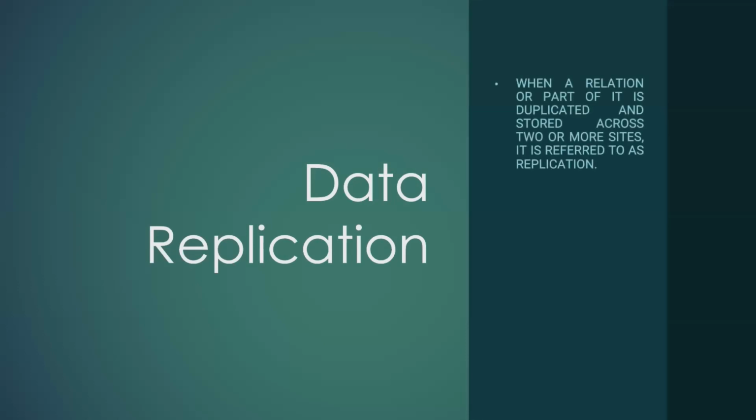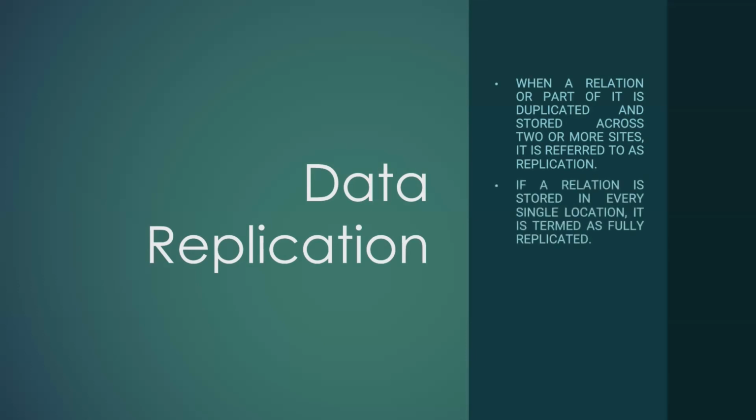Next, we go through the fundamental features of the distributed database. First, we'll go with data replication. Data replication means that when a relation or part of it is duplicated and stored across two or more sites, it is referred to as replication.